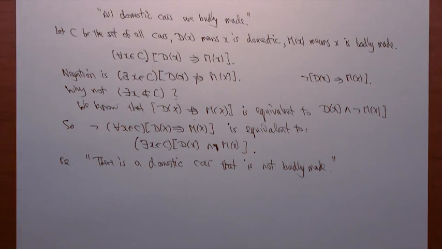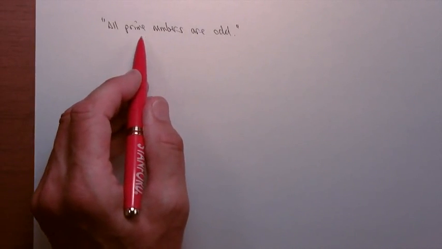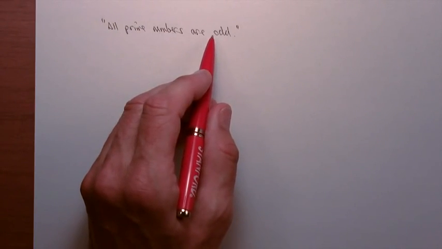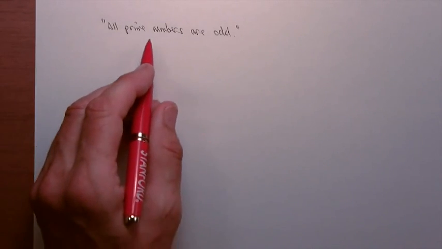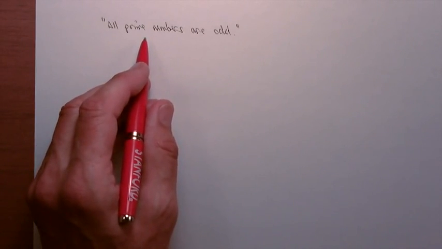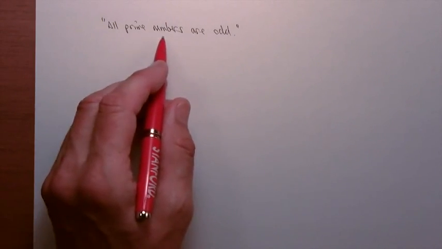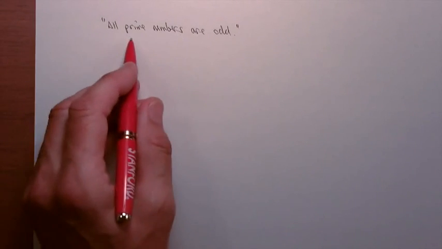Okay, let's do another example. Let's look at the claim, all prime numbers are odd. Now we all know that this is false. And we know it's false because we know that 2 is a prime number which is not odd. But let me tease apart the logic that underlies that conclusion. Because in more complicated situations where we're not familiar with the domain or with the result, all we'll have to use is the logic itself. So I want to make heavy weather of this in order to understand the kind of reasoning that we'd use in situations where we don't know the answer.